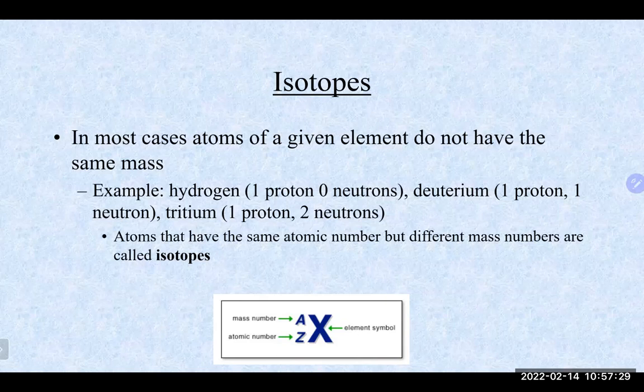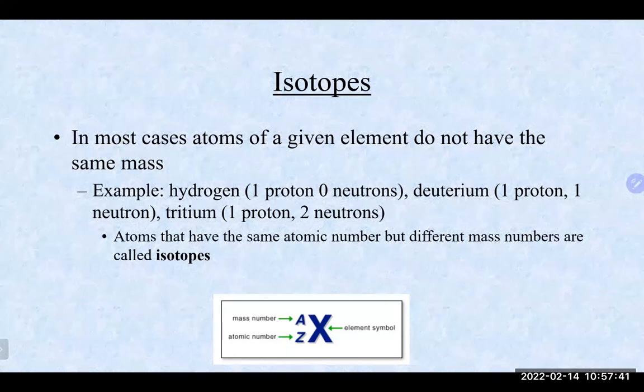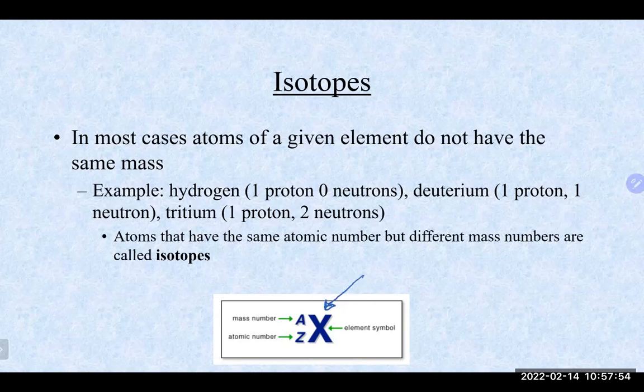For example, hydrogen has 1 proton, no neutrons. Deuterium, which is sometimes referred to as heavy hydrogen, has 1 proton and 1 neutron. And tritium, which is like the radioactive version of hydrogen, has 1 proton and 2 neutrons. And there is a special way that we write our isotope symbols here that includes the mass and the atomic number. We use the symbol, and on the top left, we put the mass number, and on the bottom left there, we put the atomic number.